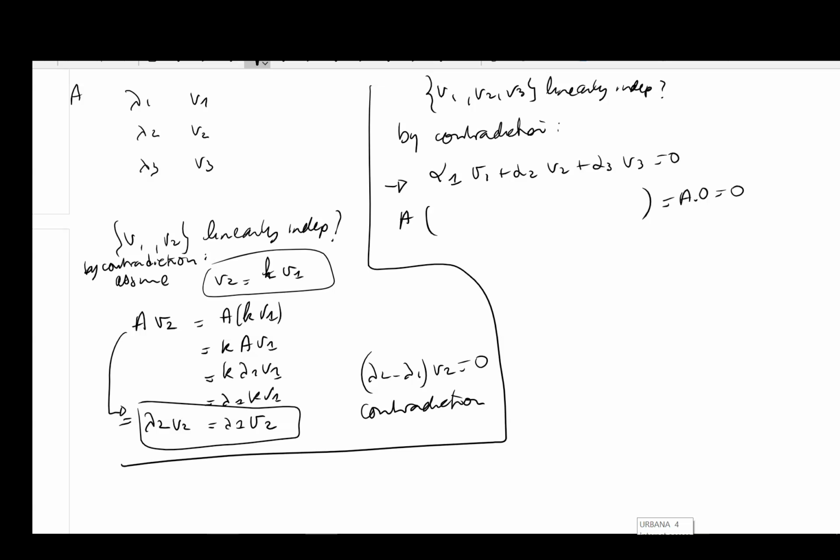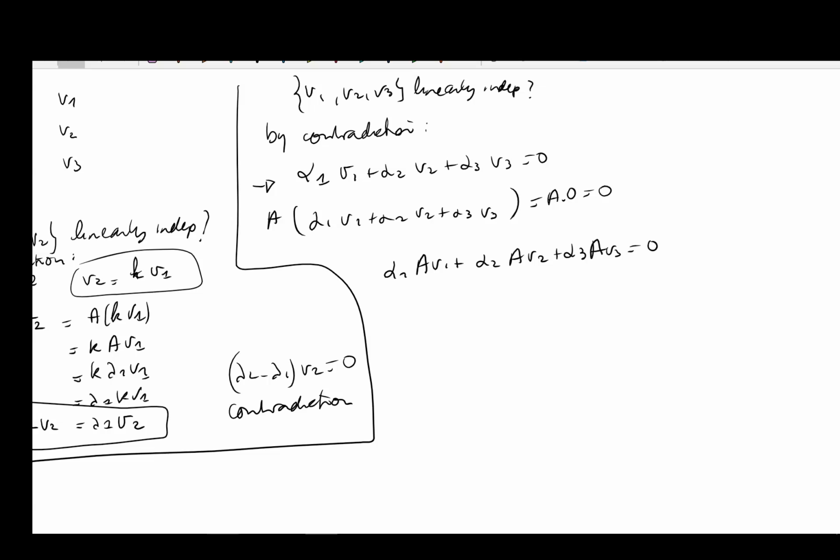On this side, I've got A times alpha1 v1 plus alpha2 v2 plus alpha3 v3. So that's going to make alpha1 A v1 plus alpha2 A v2 plus alpha3 A v3 equal to 0. As they are all eigenvalues, I get that this is alpha1 lambda1 v1 plus alpha2 lambda2 v2 plus alpha3 lambda3 v3, and that should be equal to 0. Let me rewrite that one here, and actually I'm going to rewrite it and multiply by the eigenvalue lambda3, assuming it's different from 0.